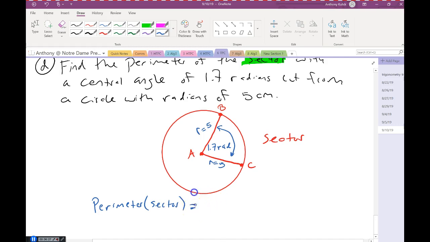So that perimeter is going to be this side plus this side plus this side. Everybody agree with that? If the perimeter is just the distance around, so it's going to be AB plus AC plus the arc BC. So far, so good? Now, AB and AC are really easy to get, right? We labeled those already. Those are each 5 because they're radii of the circle.